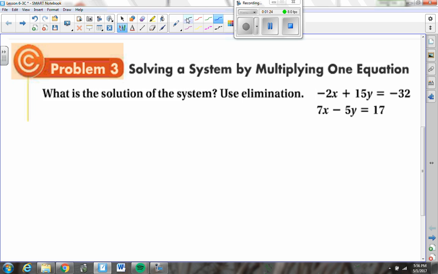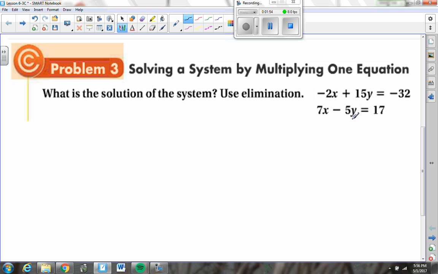Now, if we look at this example problem, here is a system of equations where we have x's and y's and numbers, obviously, but the thing I want you to notice is that none of these are the same. None of the numbers are the same on my x or y, so I need to multiply one of my equations by a number to make two of my values the same. Either my y values be the same or my x values be the same.